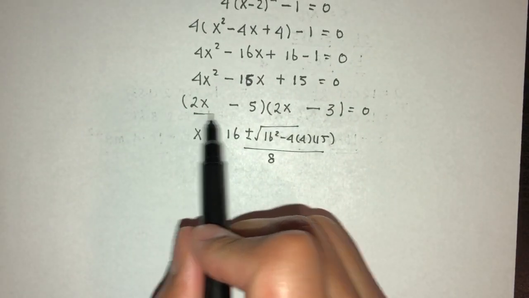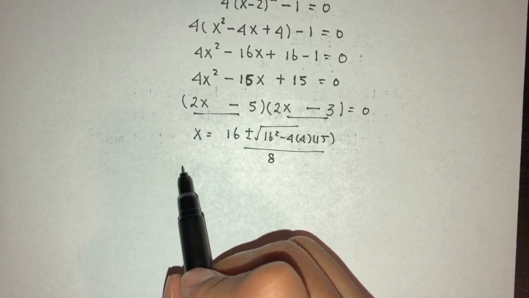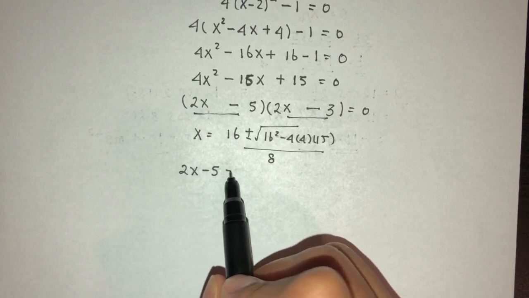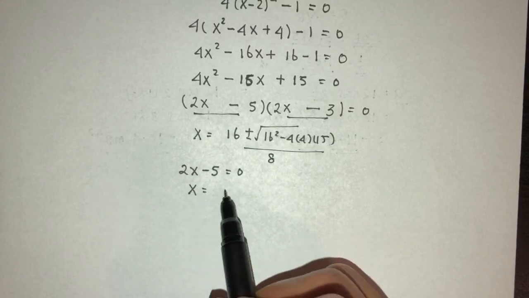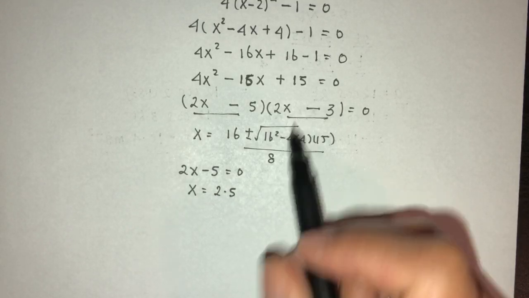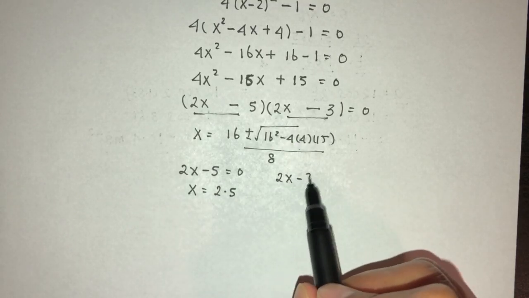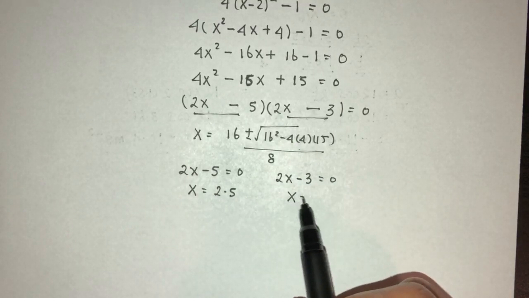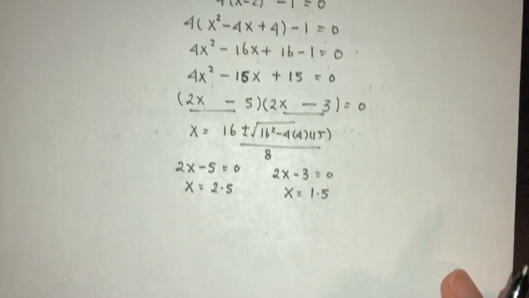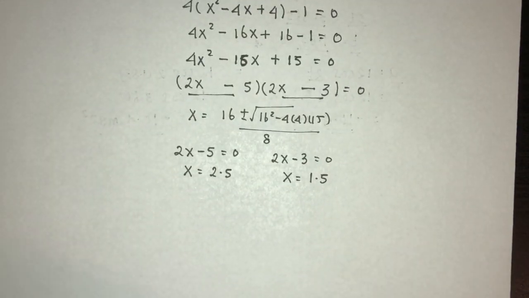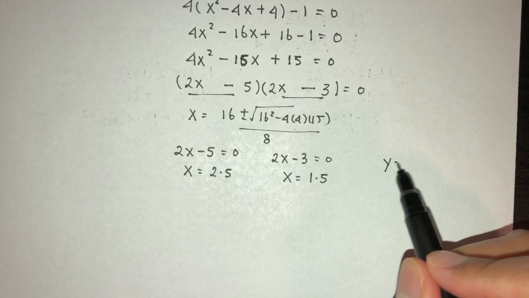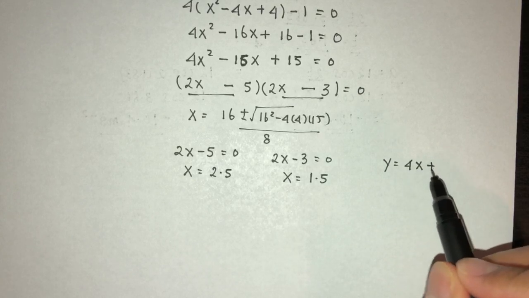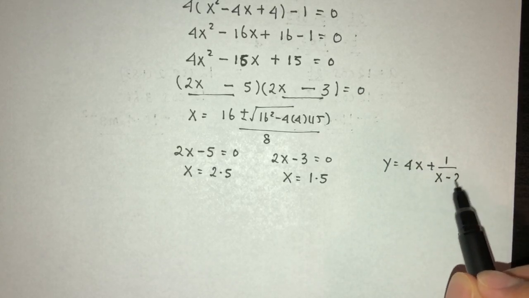So let's now find the values of x. For the first one, 2x minus 5 is equal to 0. So x is equal to 2.5. This one, 2x minus 3 is equal to 0. X is equal to 1.5. Now find the corresponding value of y. So y is given to you by 4x plus 1 over x minus 2.